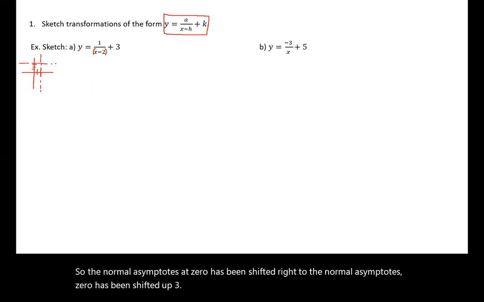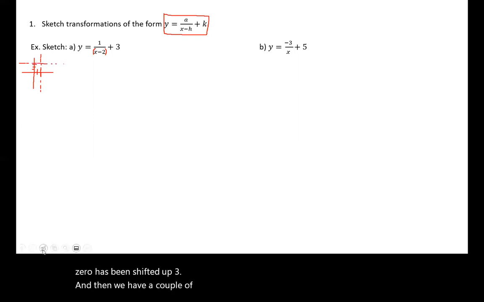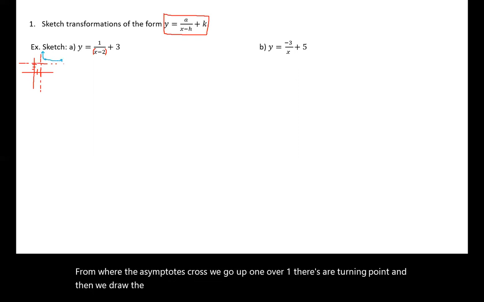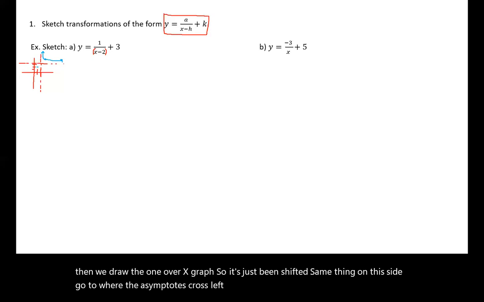And then we have a couple of key points. So your key points, from where the asymptotes cross, we go up 1 over 1. There's our turning point. And then we draw the 1 over x graph. So it's just been shifted. Same thing on this side. Go to where the asymptotes cross, left 1, down 1, and that should be the turning point.